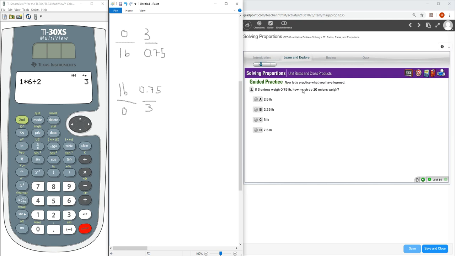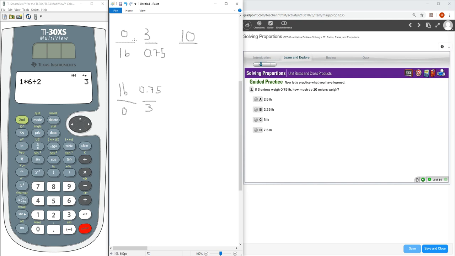How much? Whenever you see how much, think x. Think a variable, x, n, y, whatever you want to use. How much do 10 onions weigh? Well, how many onions do we have? We have 10 onions.